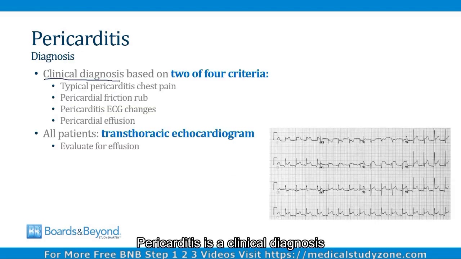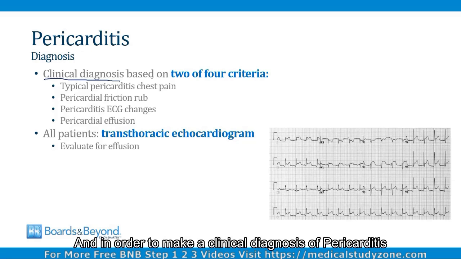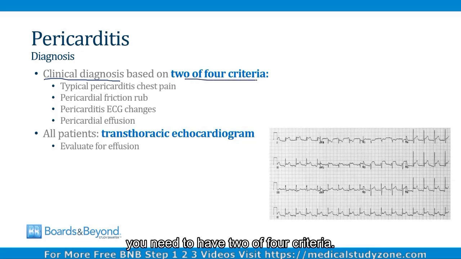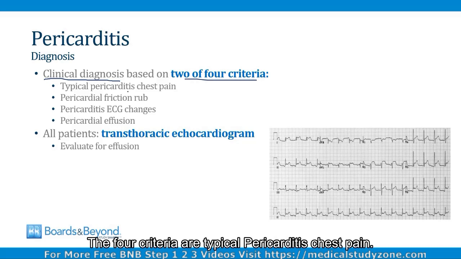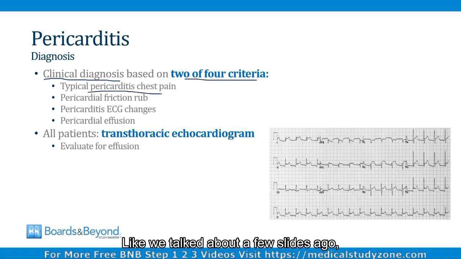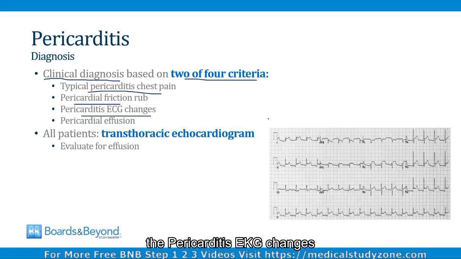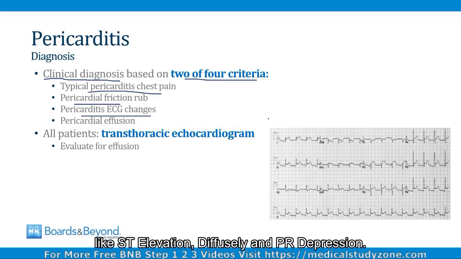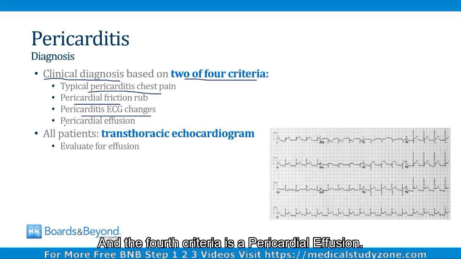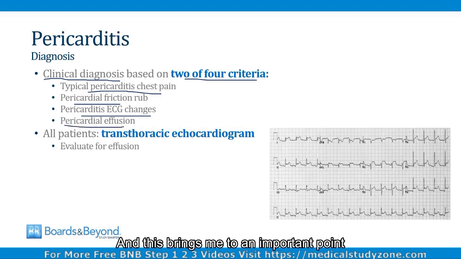Pericarditis is a clinical diagnosis. There's no lab test or biopsy finding that makes the diagnosis. And in order to make a clinical diagnosis of pericarditis, you need to have 2 of 4 criteria. The 4 criteria are typical pericarditis chest pain, like we talked about a few slides ago, presence of a pericardial friction rub, the pericarditis EKG changes like ST elevation diffusely and PR depression, and the 4th criteria is a pericardial effusion. And this brings me to an important point that you need to know for your board exams.